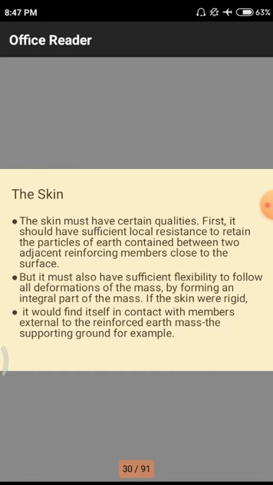First, it should have sufficient local resistance to retain the particles of earth contained between two adjacent reinforcing members close to the surface. In this particular sentence, the first point is that it should have sufficient local resistance. Normally, resistance means the force developed due to the application of internal stresses. Whenever there is an application of forces, due to those forces there may be some resistance developed.